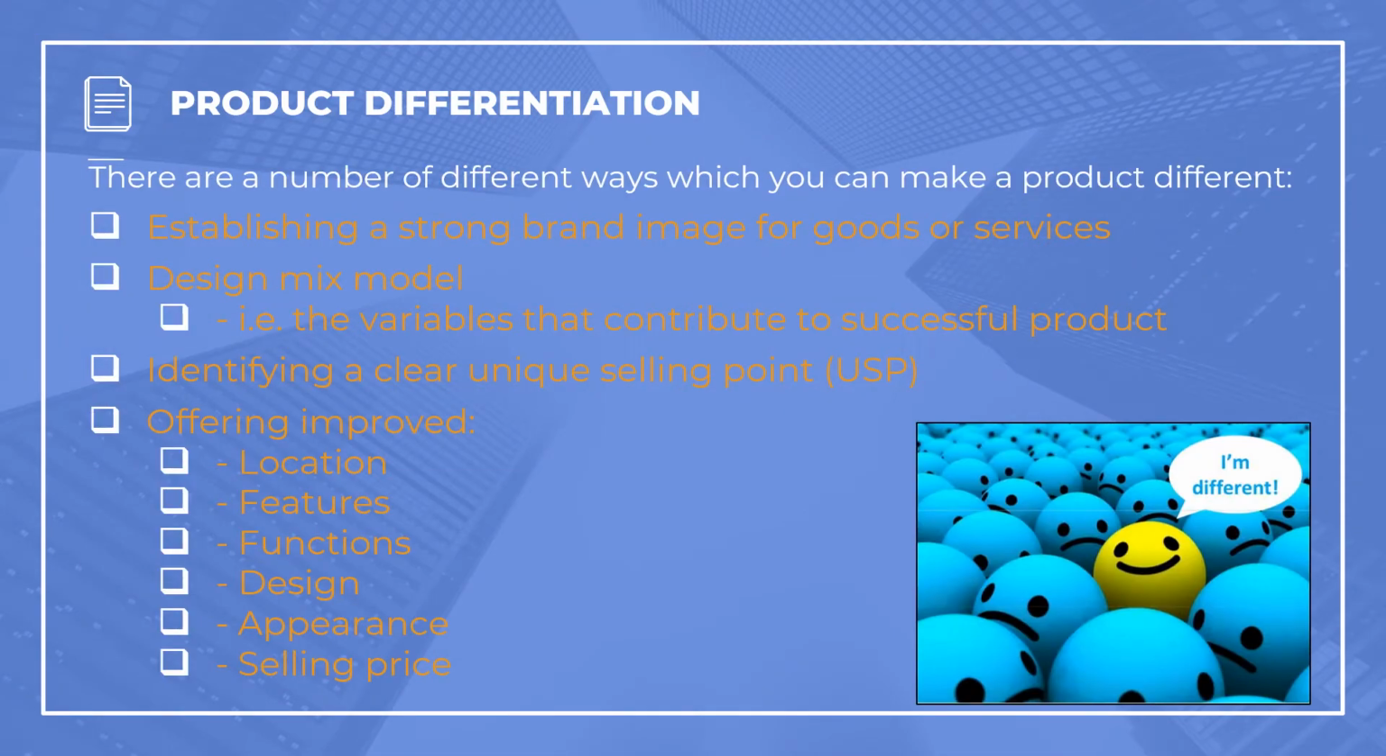There's a number of different ways in which you can make your product different, and these are taken straight from the specification. The first one is to establish a strong brand image. Second one is to use the design mix model. Third is identify a clear, unique selling point. And lastly, we've got an improved offering. In other words, to change your product to be better than other people's.